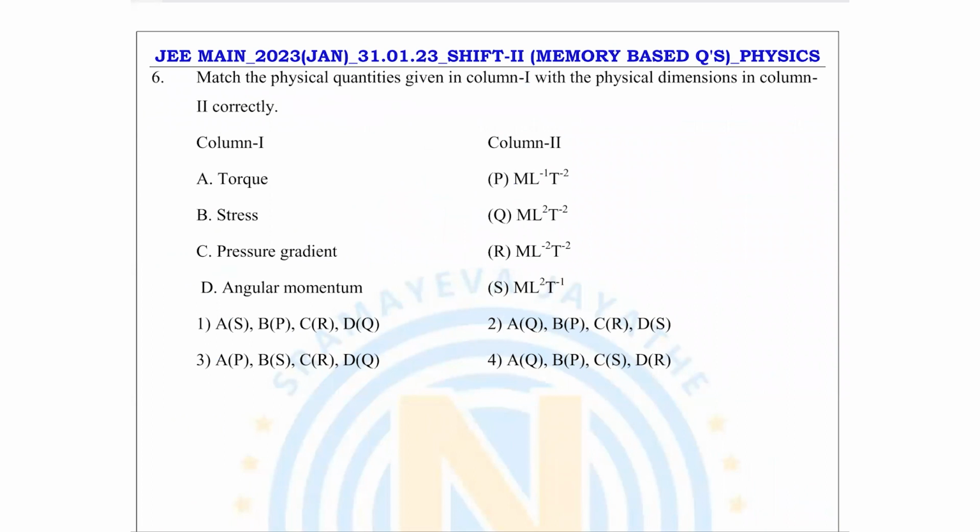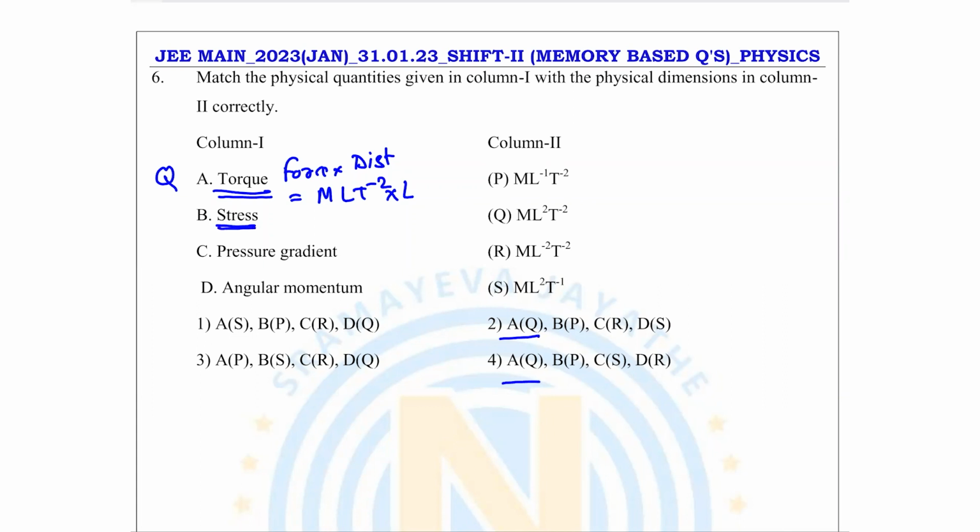Okay, another question. This is again on the match the column type based on dimensional analysis. Not dimensional analysis, you just have to find out the dimensions. Torque. Torque is force into distance. Force is mass into acceleration, so MLT^-2 into distance L. So it is ML^2T^-2. So A goes with Q. So I think 2 and 4, one of them must be the answer.